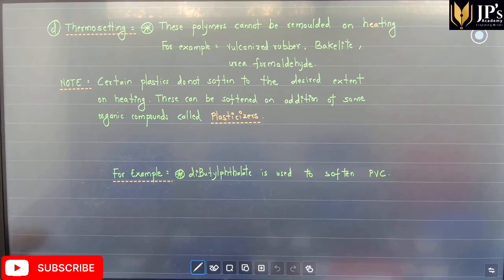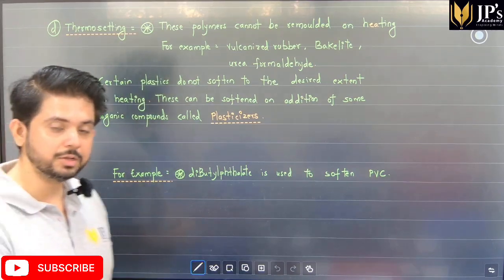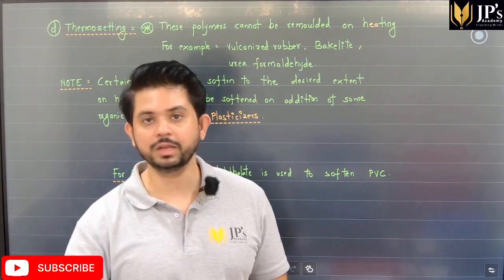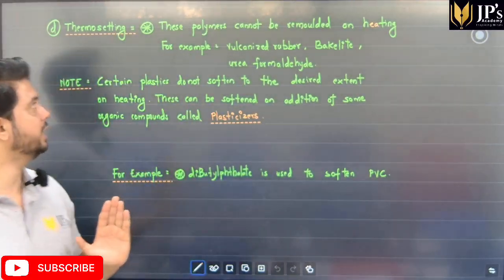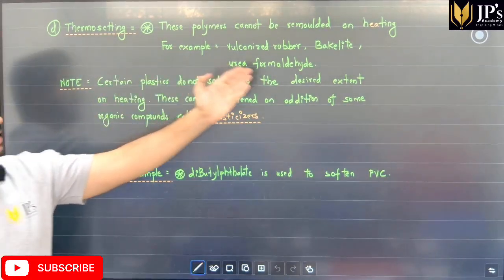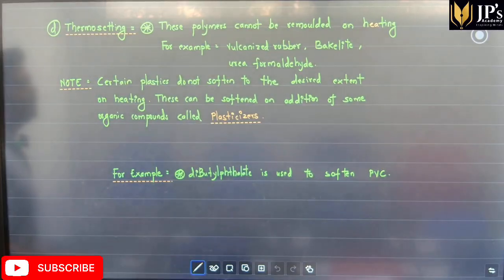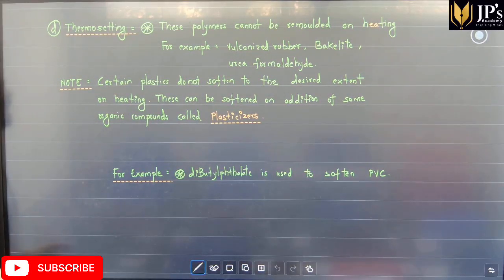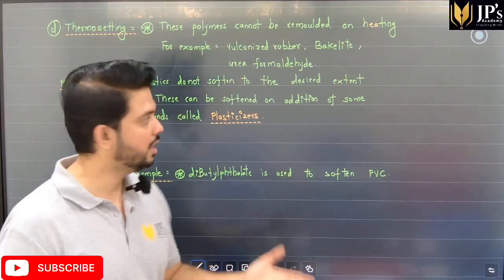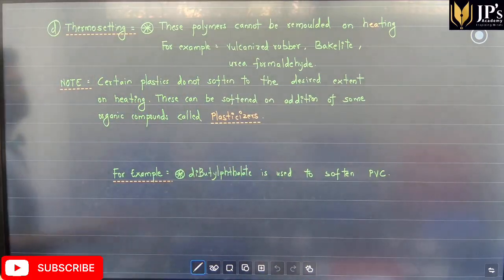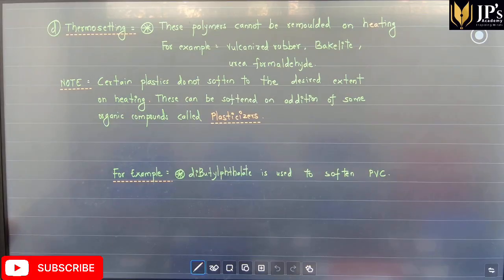Next, thermosetting. Thermoplastic polymers soften on heating and harden on cooling, but that property is not present in thermosetting polymers. So these polymers cannot be remolded or reused on heating. Example is vulcanized rubber, bakelite. Bakelite is a very important thermosetting polymer, urea formaldehyde resins and so on.